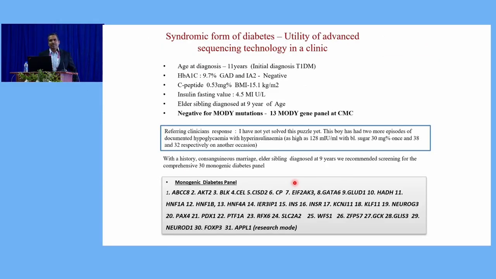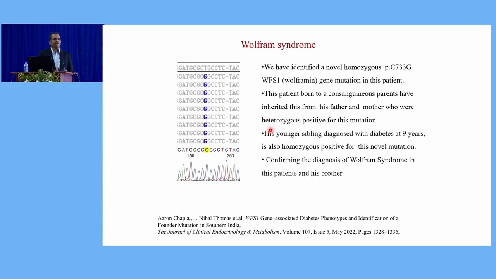So we finished our MODY workup for the 14 genes, and we found a considerable number who were negative. Here is one case I'm citing, where we found this patient to be negative for mutations. However, he had an elder sibling who was also diagnosed at the age of 9, and they were born of a consanguineous marriage, so we thought there may be some recessive form of disease here. Interestingly, this case was also sent to an external commercial lab, and they gave a negative report. But we did process this, and we found a WFS1 gene mutation in this patient.